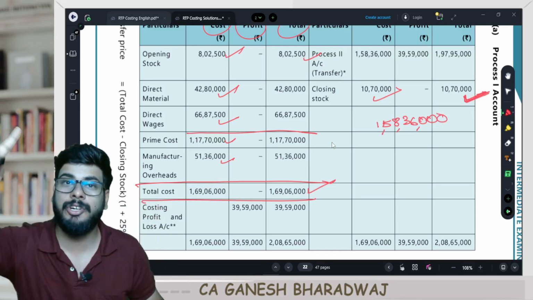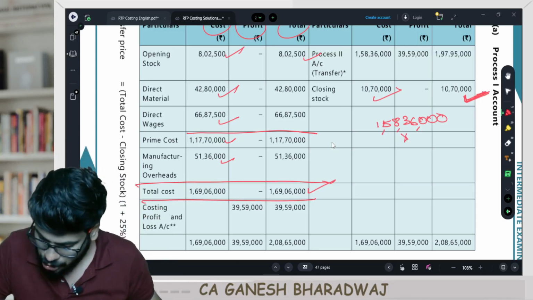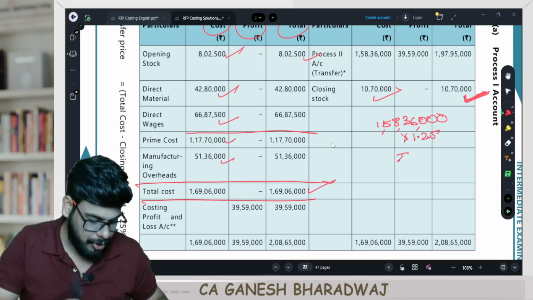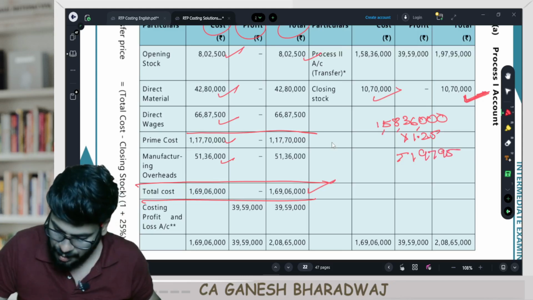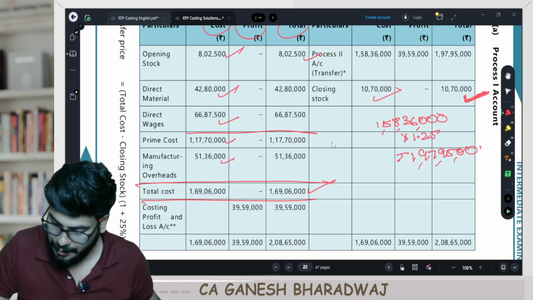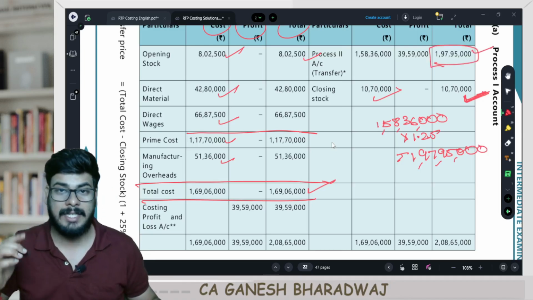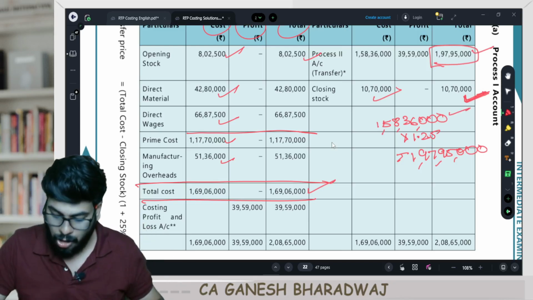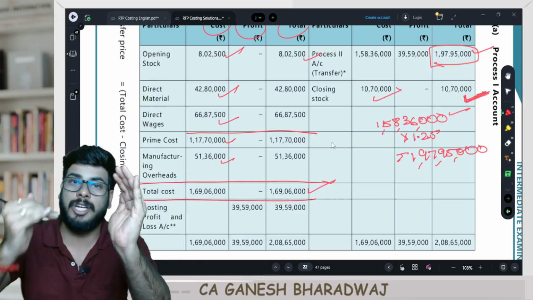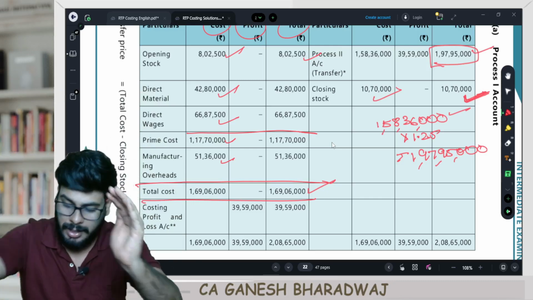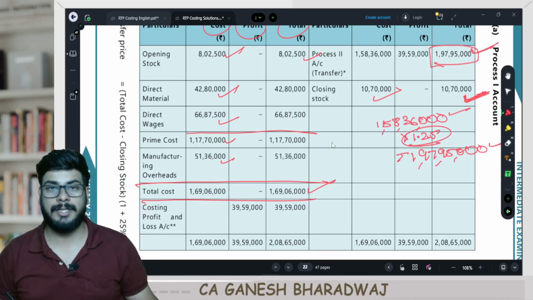But wait, I am not going to transfer this at cost. I will be adding a markup of 25% on cost. So into 1.25 you do, how much you get? You get 197,95,000. Are you clear with this? That is going to be the total value of transfer price. This is a figure that you arrive at. So the total cost minus value of closing stock, you remove. This is the value of goods that you are going to transfer to the next process. However, there is a markup involved here. Are you clear with this?